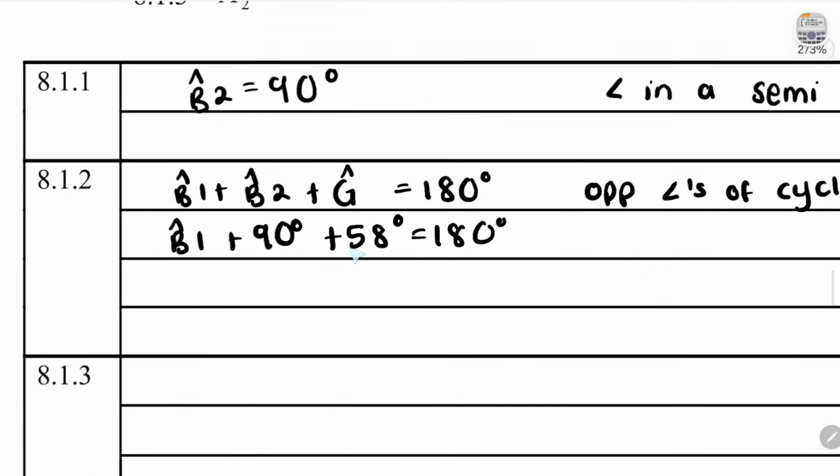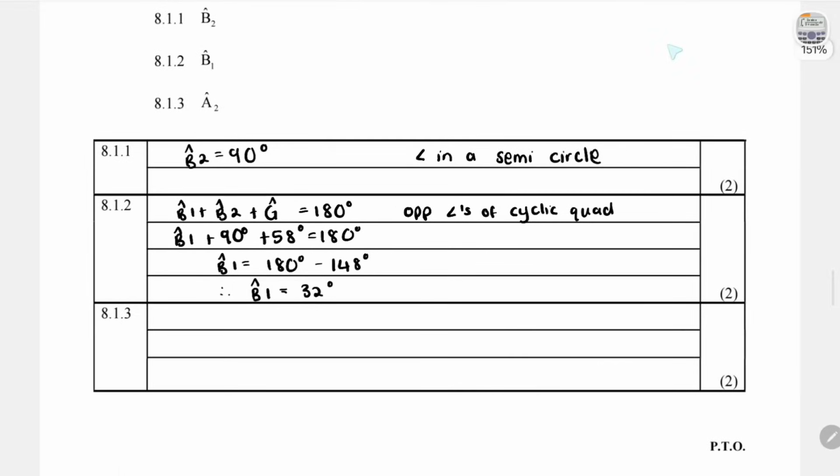So we're going to add these two together. That will be 148 degrees. So angle B1 is equal to 180 degrees minus 148 degrees. That's really just 40 degrees minus 8 degrees, which is 32 degrees. Okay, so angle B1 is equal to 32 degrees. And that is our answer.